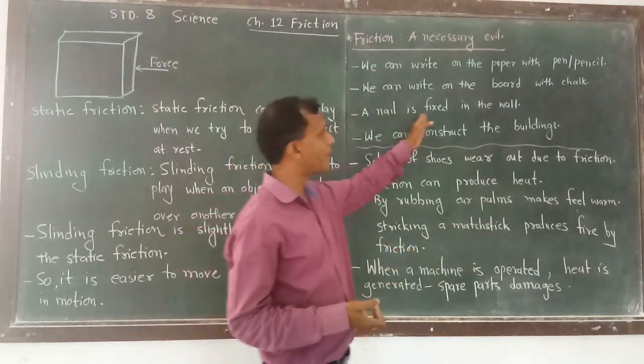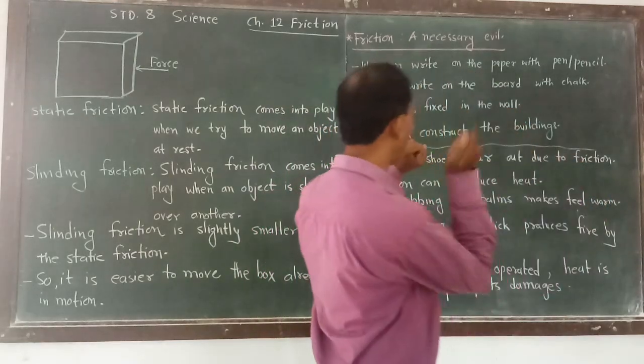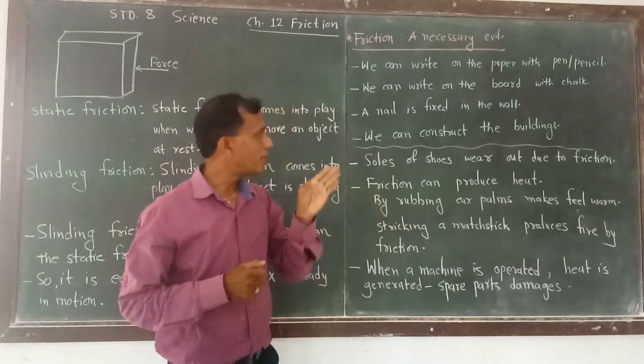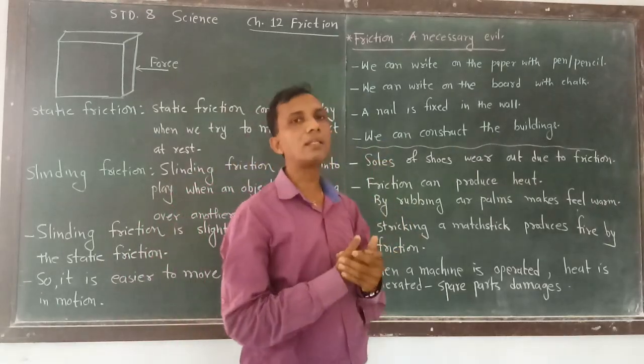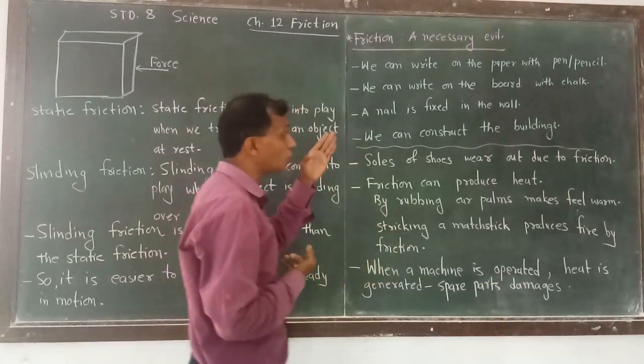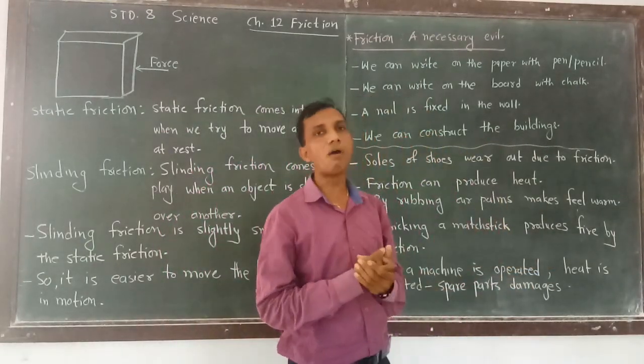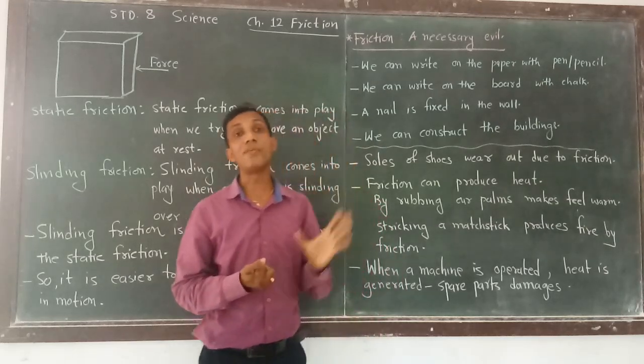Similarly, a nail is fixed in the wall. Due to friction, we can apply force, and the nail easily goes inside the wall. Also, we can construct buildings, due to friction. So these are the advantages of friction.